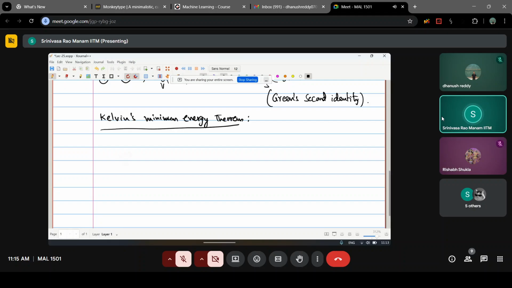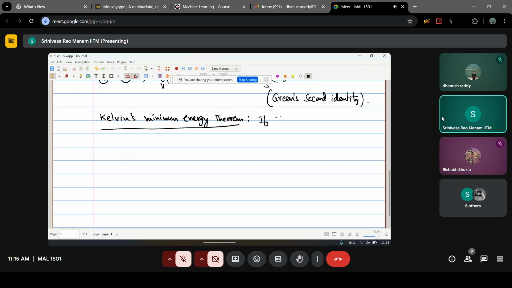So it just tells you that... how do you write this one here? So it tells you that, basically, kinetic energy, right? So this is minimum kinetic energy. Basically, energy means kinetic energy.